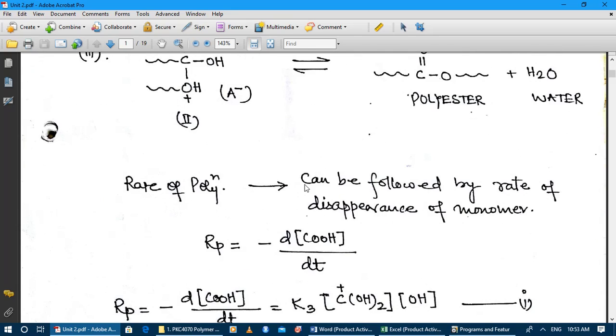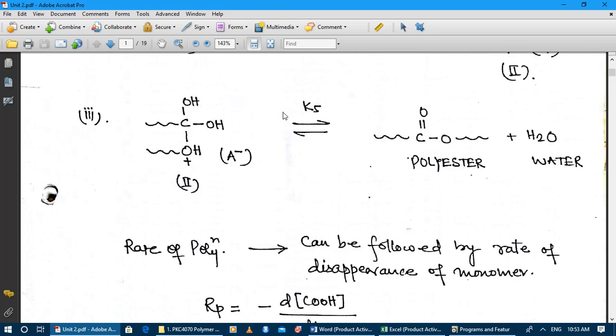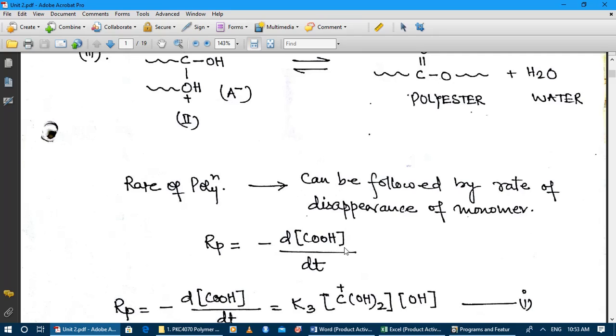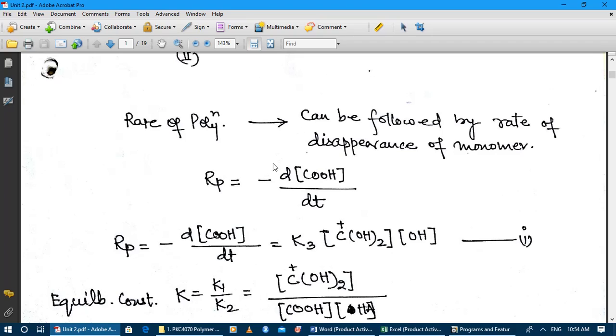Now, the rate of polymerization can be followed by the rate of disappearance of monomer, or it can also be followed by the rate of appearance of the final product. But for simplicity, it is customary to take the rate of disappearance of the reactant. In our case, that is the rate of disappearance of the monomer. So we will select either of the monomers, either the diacid or the diol concentration. In this example, we are following the concentration of the diacid.